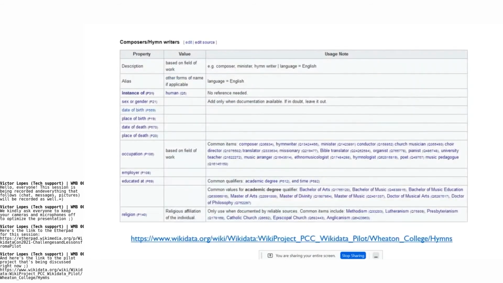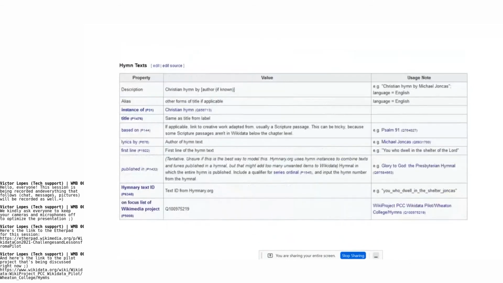So I started creating my own data models as I went. On my PCC Wikidata pilot page, there are now models for composers and hymn writers, hymn texts, and hymn tunes. Composers and hymn writers were not very difficult in terms of choosing properties, but sometimes appropriate values were a challenge, such as figuring out the abbreviations for unfamiliar academic degrees. So I started recording common values used as well.